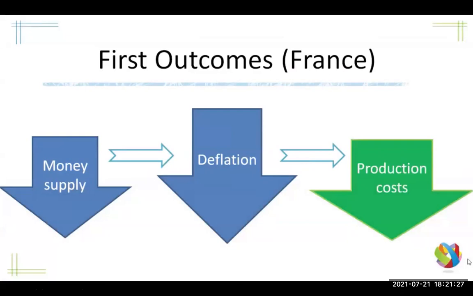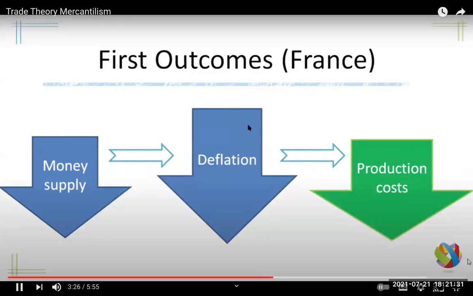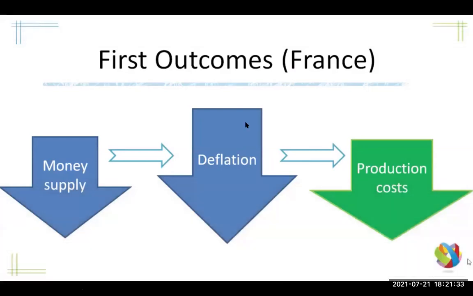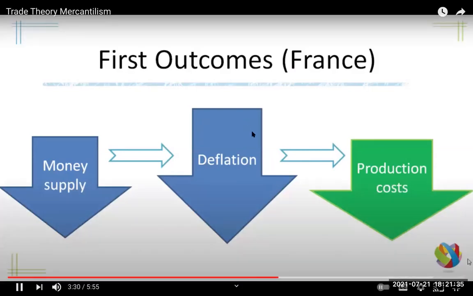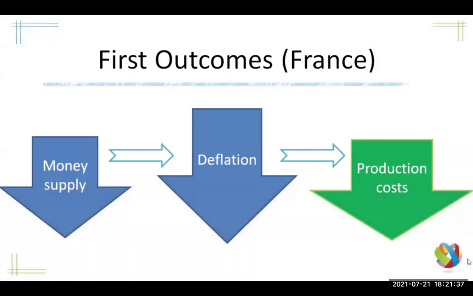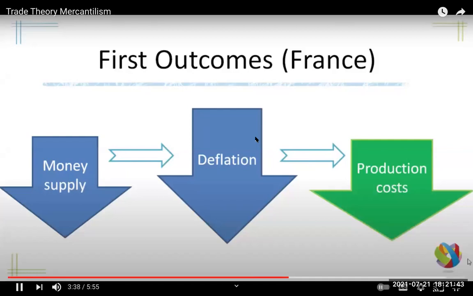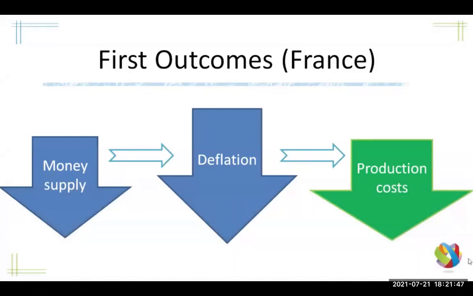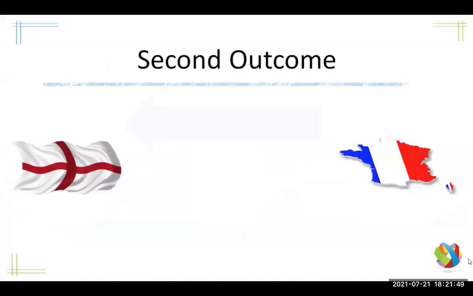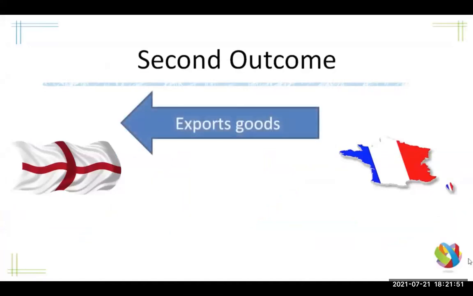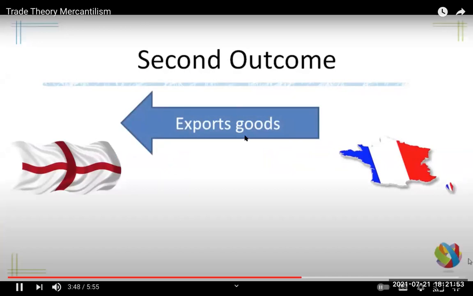So two things will have happened. France will have run out of money because it's been exported to England, so they can't afford English goods. And at the same time, their costs will have reduced to such a level where they will be cheaper than the English goods for the English. So we move on to the second outcomes. Now France becomes the exporting nation, exporting.